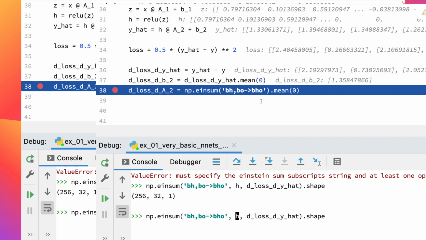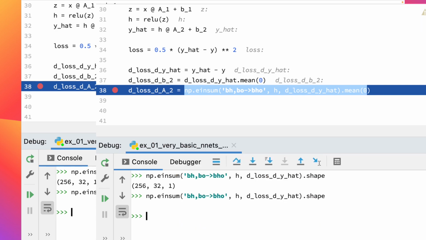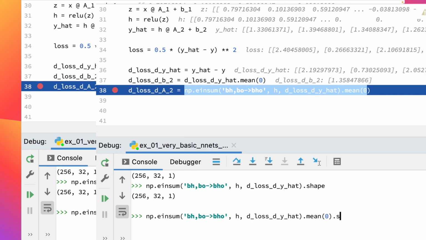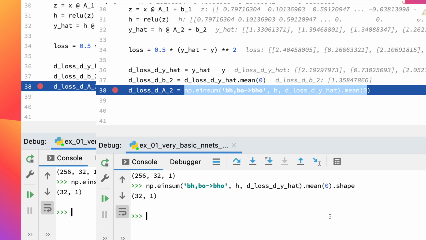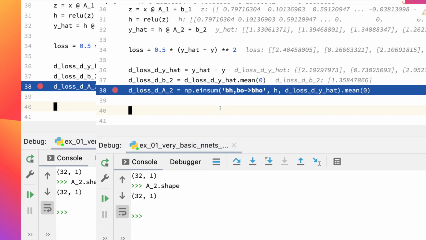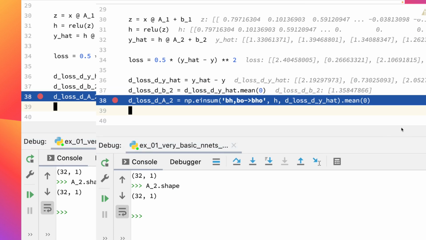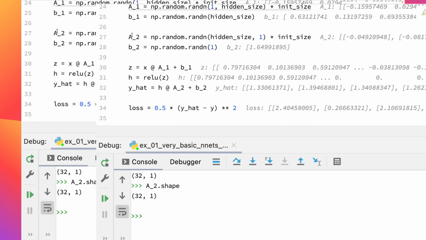Okay, let's copy it because it was an error. So again, we do this, shape, it's perfect, and then shape 30 to 1, and this is the same as the shape of A2, which is exactly what we want. Perfect. So that's amazing. Okay, so we're done computing the weights for the output layer, A2, B2.